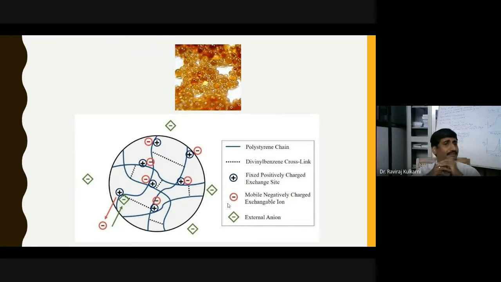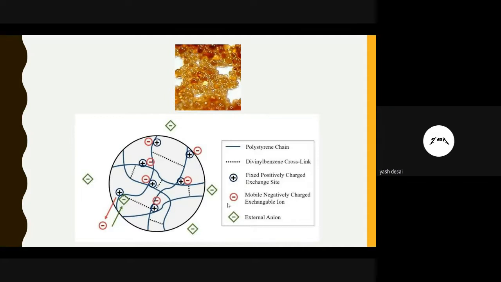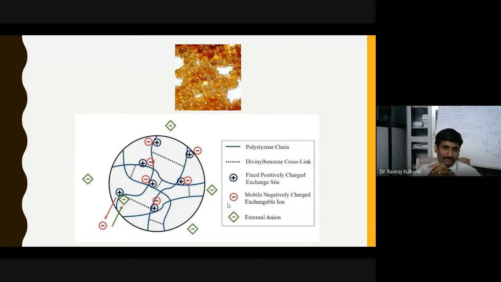No, anyone? 0. Yes, it's almost 0. Okay, maybe there is a small quantity, maybe contaminants may be there, but it's almost 0. Its conductivity is almost 0.